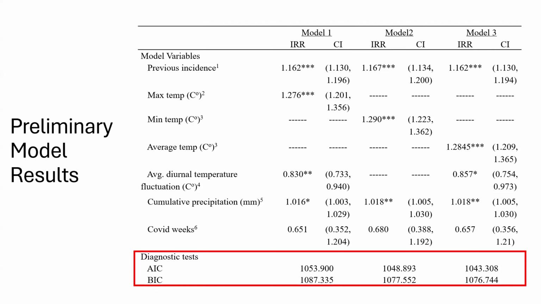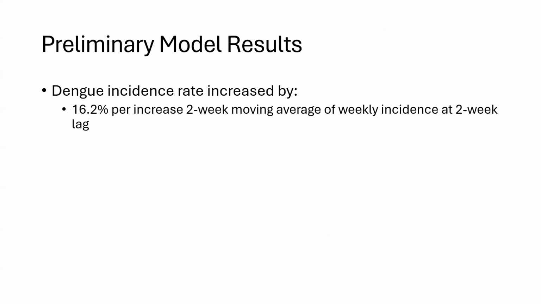So what did this model tell us? Well, because we were able to get an incidence rate ratio, we are able to turn that into percentages of how much a change in one of these variables influences dengue incidence. So the first variable in the model was previous dengue incidence. And what this model showed is that for every increase of one case per 100,000 in a 2-week moving average of dengue incidence at a 2-week lag resulted in a 16.2% increase in dengue incidence overall.